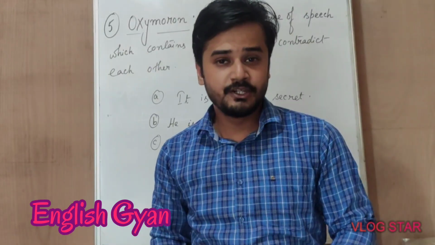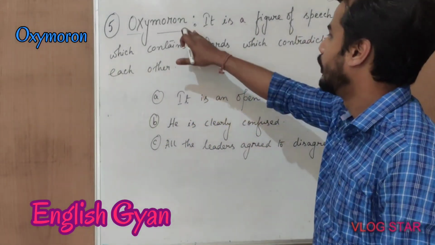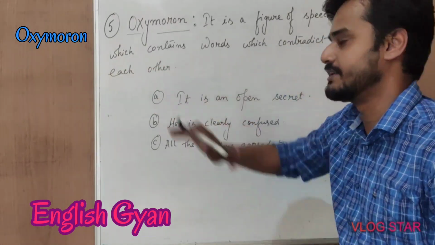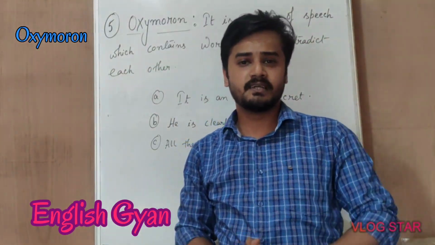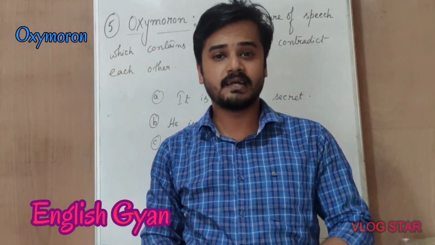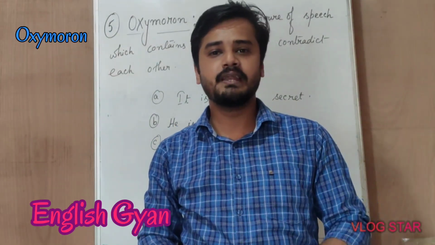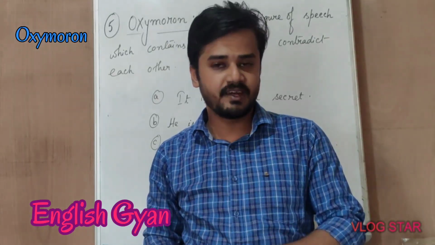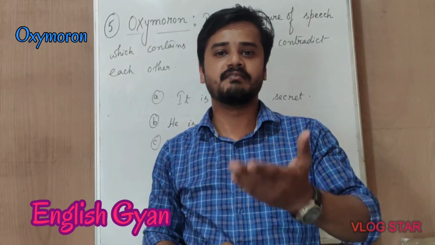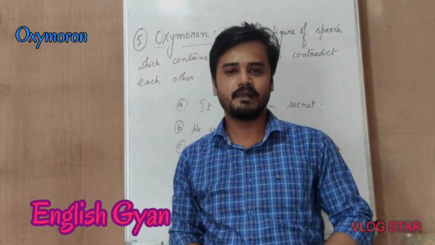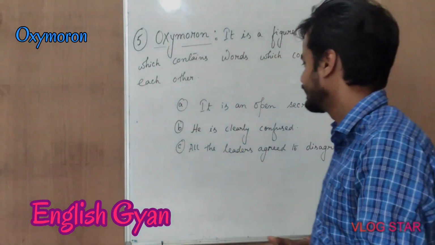The next figure of speech is oxymoron. Oxymoron is a figure of speech which contains words which contradict each other. Sometimes in many sentences, two words are placed side by side which are opposite in their meaning, but they are used in such a way to give a comic effect to the sentence or to give a better impact to the sentence. So now let's have a look at the examples to understand this better.